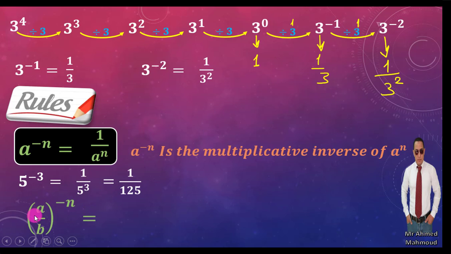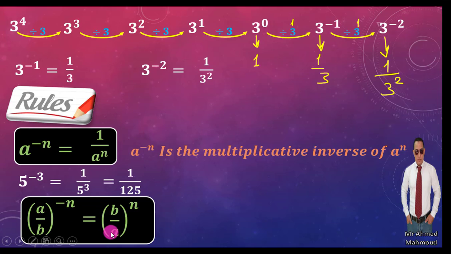Okay, I have a remark or another rule. What will happen if I have a over b all to the power negative n? This is equal to b power n over a power n. So finally, if I have a whole fraction to the power negative n, I can switch the fraction like this. It will be b over a all to the power positive n. Now, for example, if I have x over y all power negative 2, it is equal to y over x all to the power positive 2.